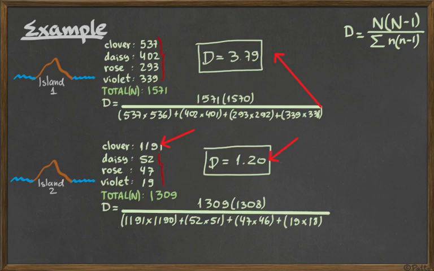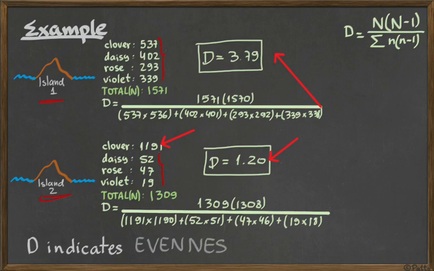So basically in island number 2, most plants are clovers. While in island number 1, the numbers are more even. If you look around, you're going to have clovers and daisies and roses and violets. So this is what the diversity means. Okay? So D indicates how even it is. Actually, it indicates the evenness of a certain place.